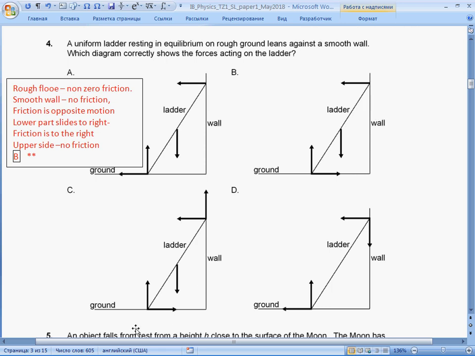So why not C? Because in C we also have friction here, and friction here, and this is the normal reaction at 90 degrees. In the middle we have the weight acting because the ladder is uniform, so the answer is B.